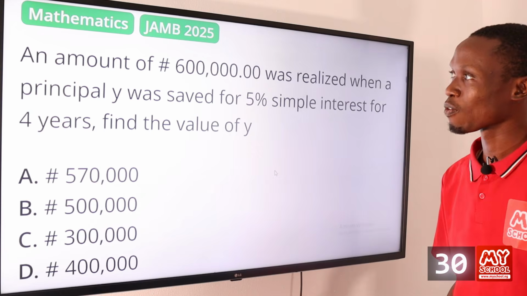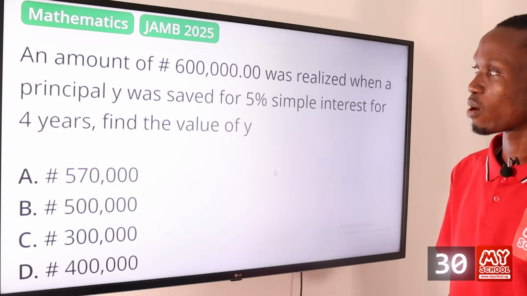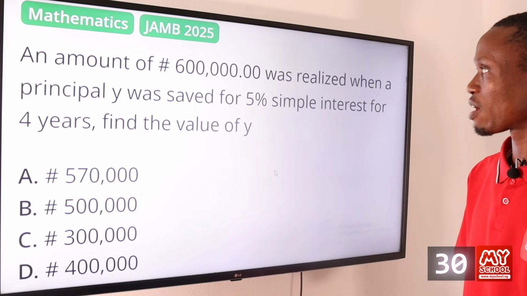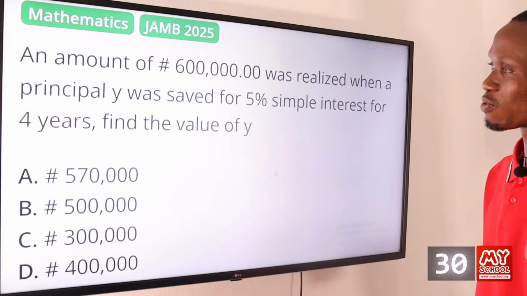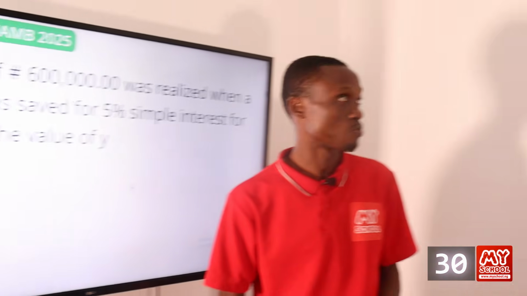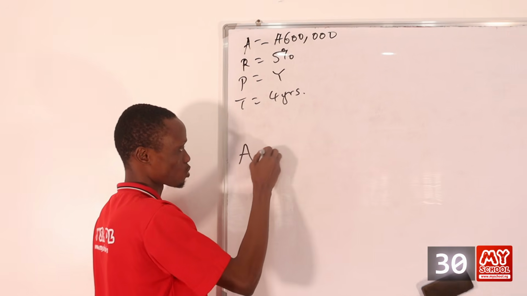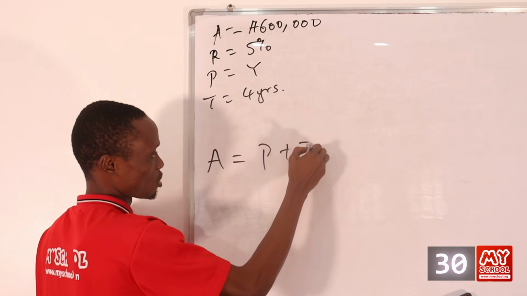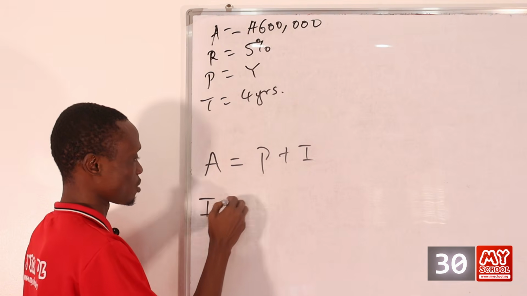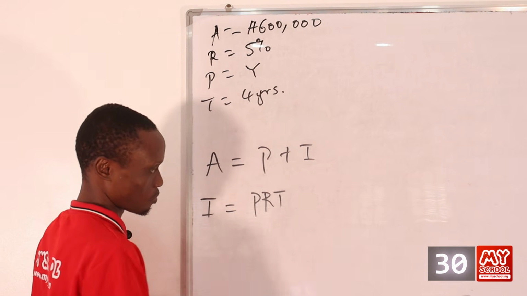Question 30. An amount of 600,000 naira was realized when a principal Y was saved at 5% simple interest for 4 years. Find the value of Y. So let's move over to the board to provide answer to this question. So we know that amount is equal to principal plus interest, and interest is equal to principal times rate times time.